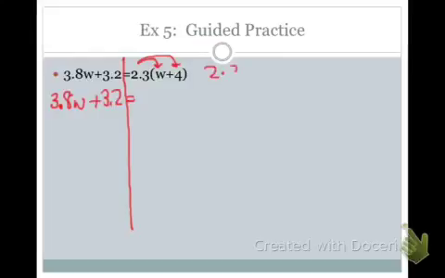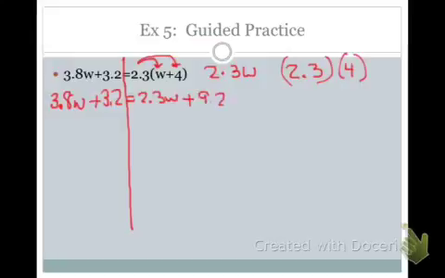So we're going to go 2.3 times w for 2.3w. And we're going to go 2.3 times, and I'll use parentheses because of the decimal, 4, and that gives us 9.2. So there's our first action that we had to take. Visually, we do not see any fractions. I can't combine similar terms on either side, so I'm going to box my variable terms. Now the smaller term is the 2.3, so I'm going to move that to the 3.8, and because it is positive right now, I'm going to subtract it across.